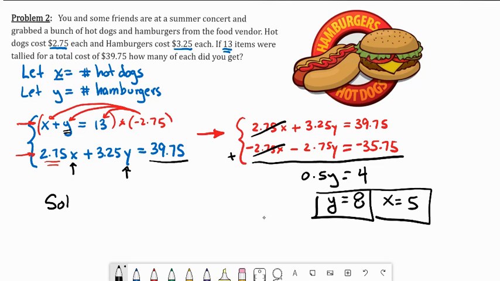So our solution: five hot dogs and 8 hamburgers were purchased.